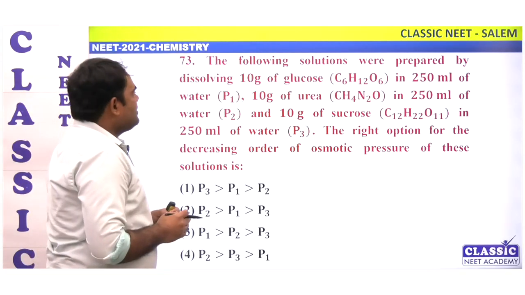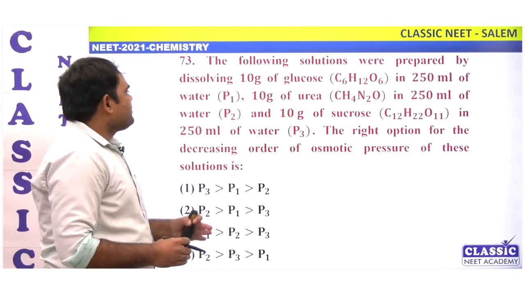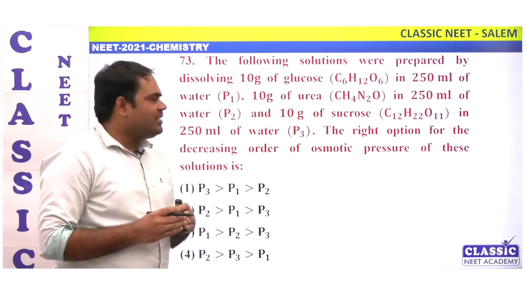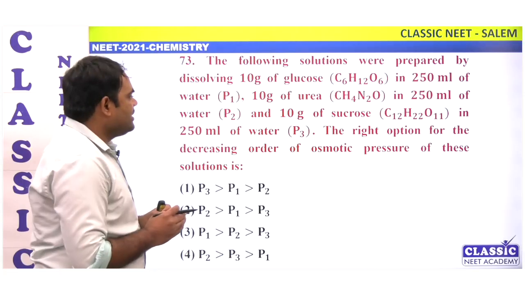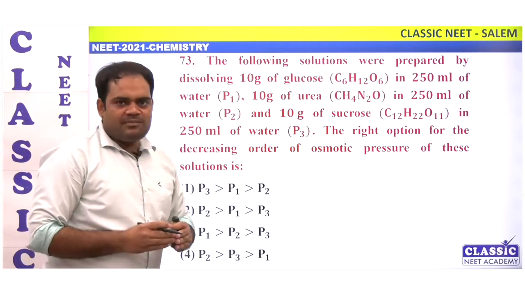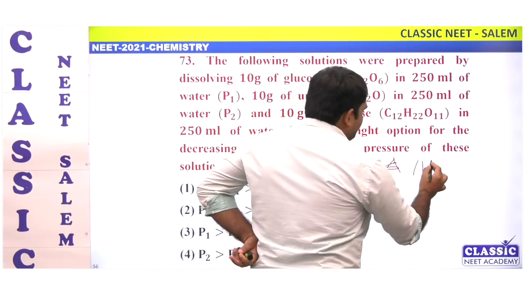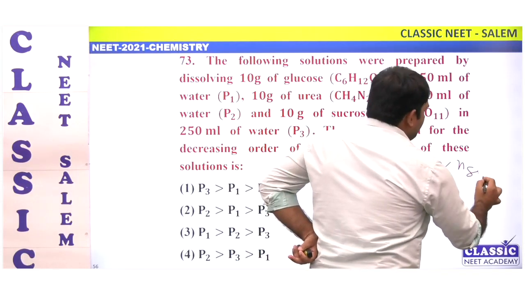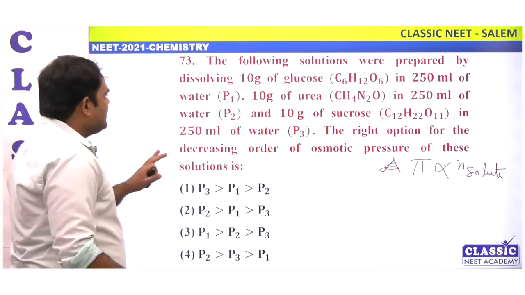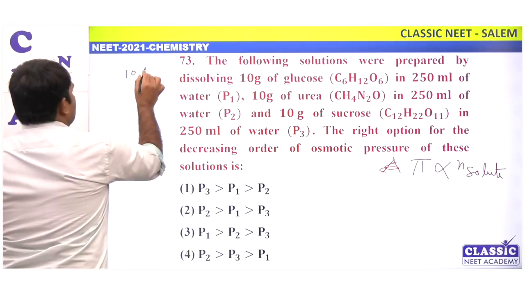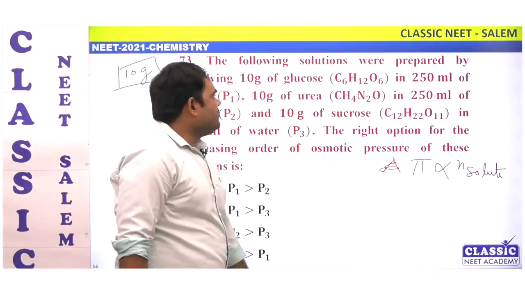The following solutions were prepared by dissolving 10 gram of glucose in 250 ml of water, 10 gram of urea in 250 ml of water, and 10 gram of sucrose in the same. He is asking for the right option for the decreasing order of osmotic pressure. You know that osmotic pressure is directly proportional to the number of moles of solute. The amount of solute is given, 10 gram, common for all of them. So we have to check their molecular weight.